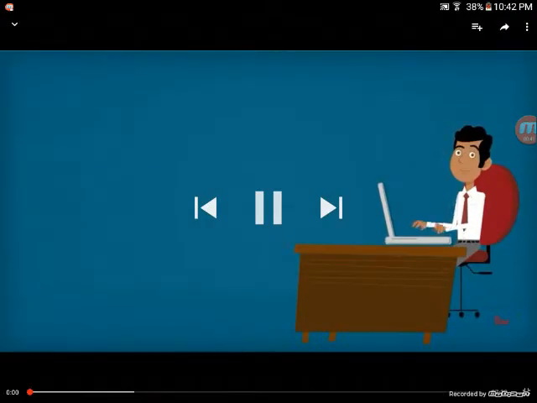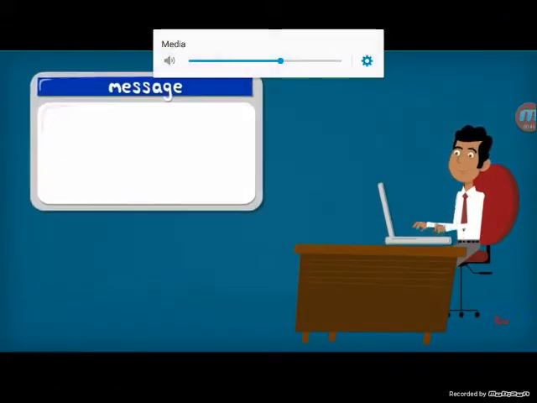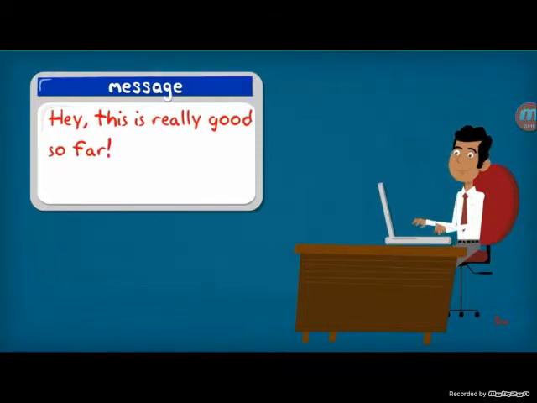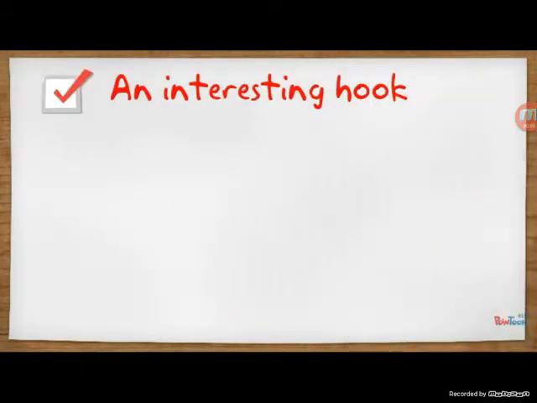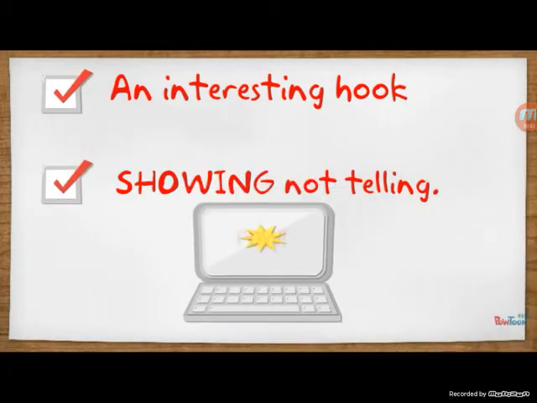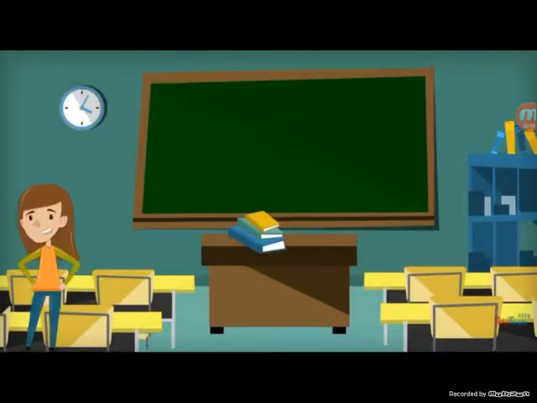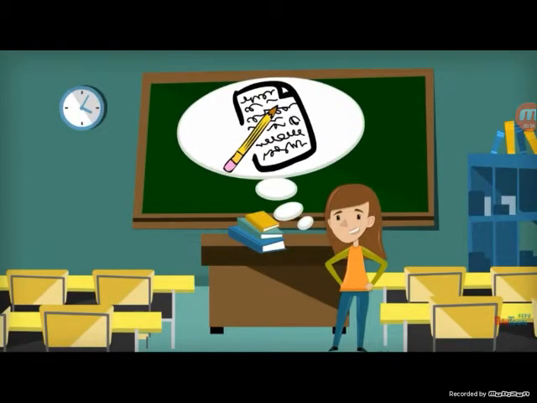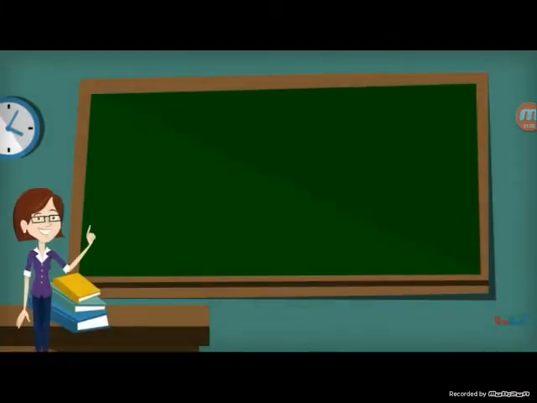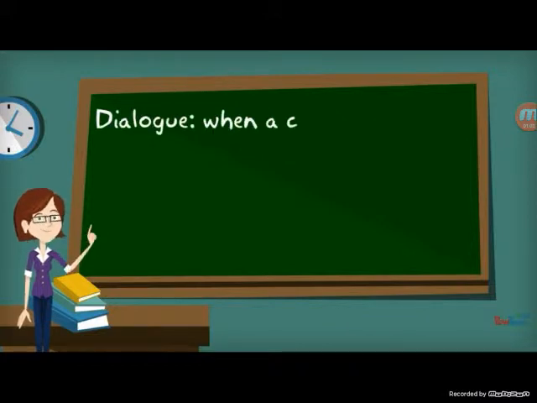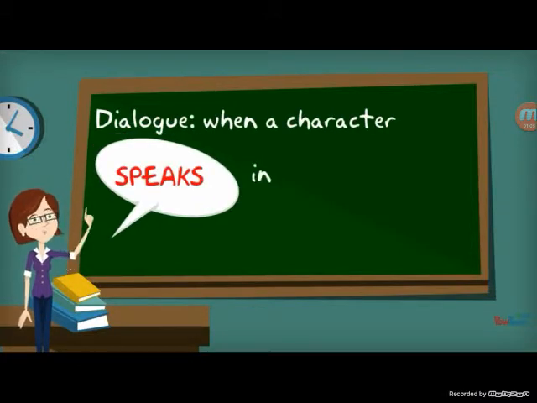So let's start watching. You've been working hard on making your narrative into a piece of writing that someone would want to read. You've added a hook to get your readers interested, and you've added sensory details to really make your story pop. You're getting closer to your goal of an awesome narrative, but there's something else you need to consider. Most personal narratives include dialogue, which is the academic way to say that characters speak in your story.